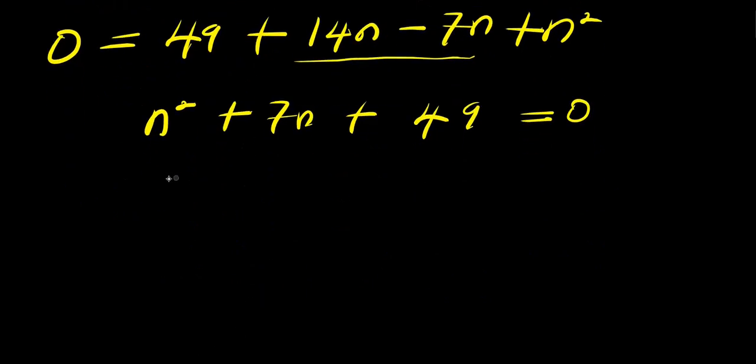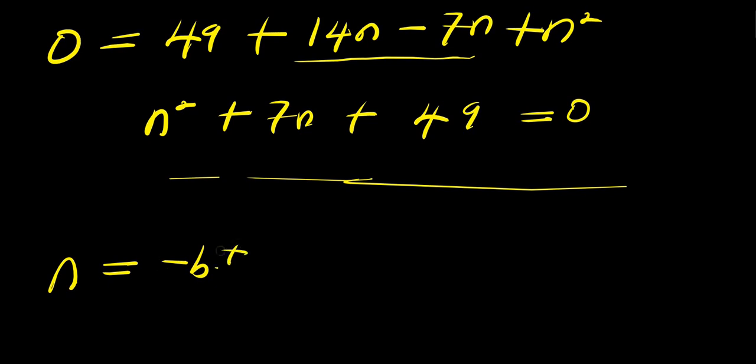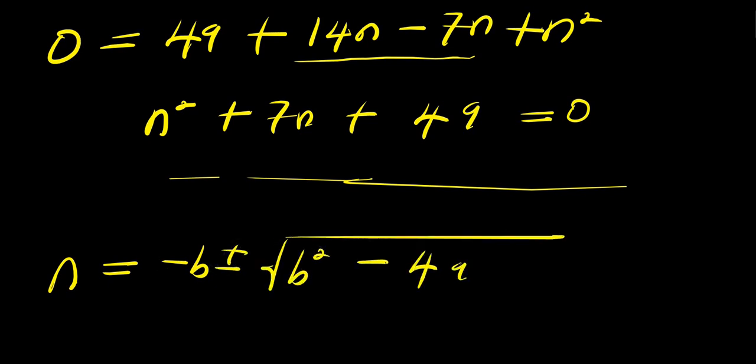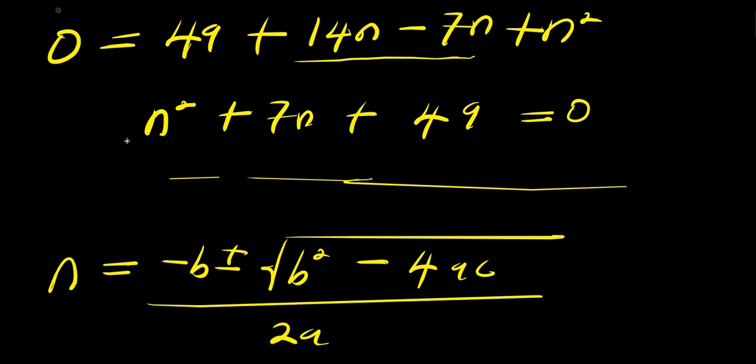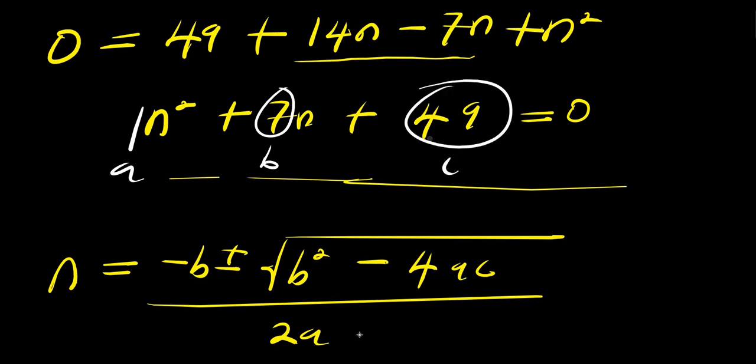So we are going to solve this quadratic equation, and we can solve this using the formula method. We have n equals negative b plus or minus the square root of b squared minus 4ac, divided by 2 times a. Right here we have 1, which is the coefficient of n squared, that is our a, b which is 7, the coefficient of n, and c, that is 49.